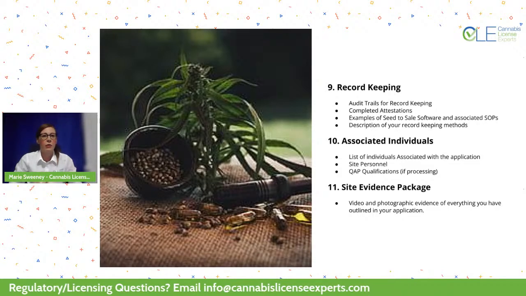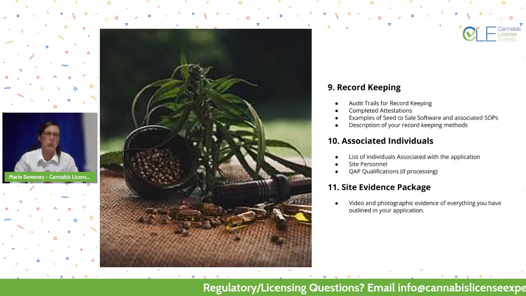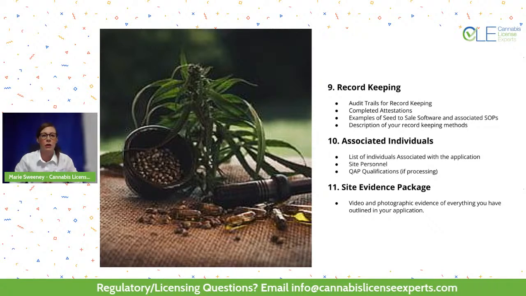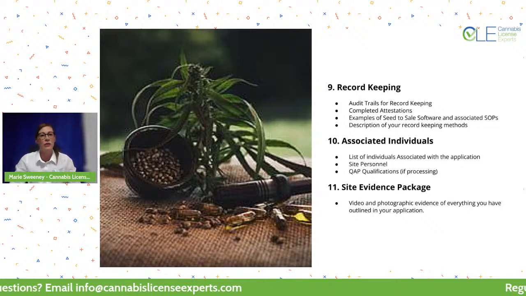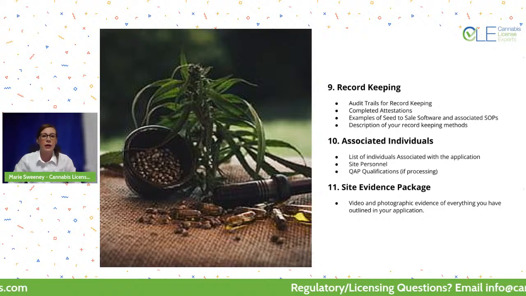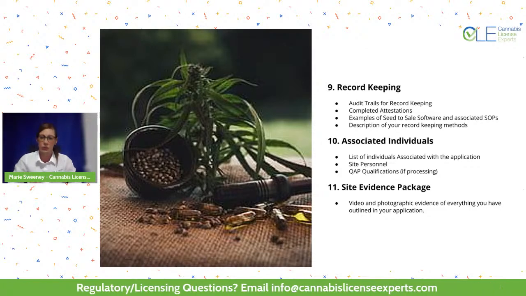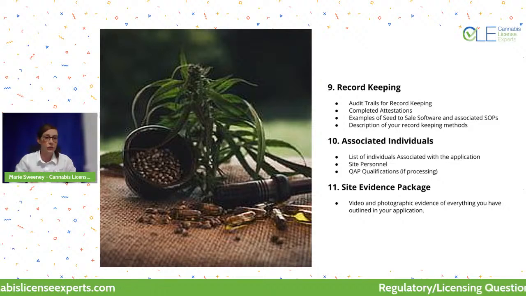Then we're moving into 10, your associated individuals, which we've already touched on a few times in the last 20 minutes or so, but I can't tell you how important it is to make sure that you are accounting for everyone who is a portion of your organization, even if they're at a distance, if they could be influencing your decision process. So, a list of individuals that are associated with the application. That's going to be your master grower, your RPIC, your head of security, and if you're processing, your QAP. That's as well your site personnel. You're going to be listing all of those out.